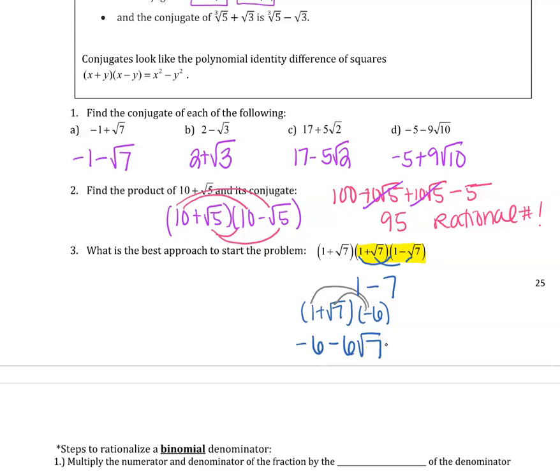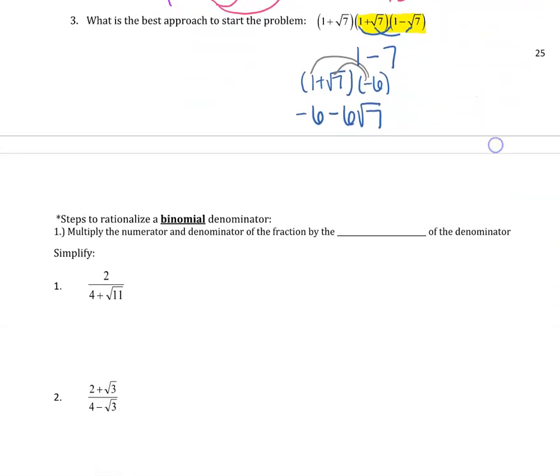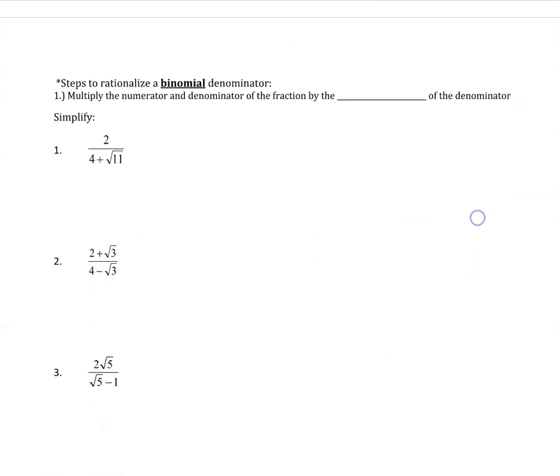Okay, so coming on down. Now we're ready to rationalize the denominators. We are going to multiply the numerator and denominator of the fraction by the conjugate of the denominator. So for number 1, I'm going to multiply top and bottom by 4 minus radical 11.